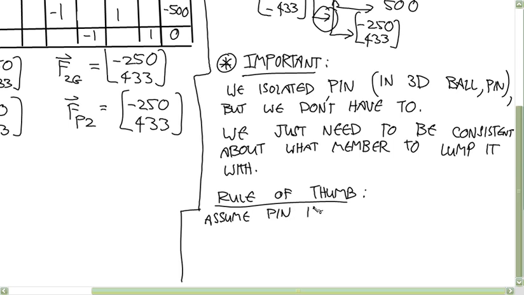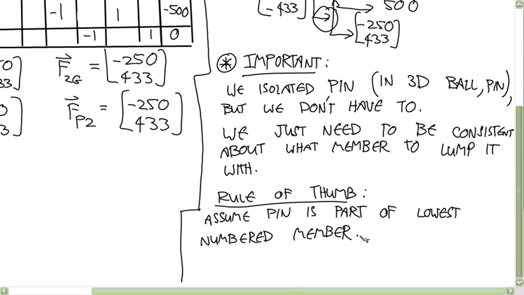Assume the pin is part of the lowest numbered member, okay? And maybe if you work on problems for a while and then make this discovery that, oh my God, I've come up with another rule of thumb: consider the pin to be part of the highest numbered member. You know, that works too. You just have to be consistent. So this is just a way to keep it straight in your head.